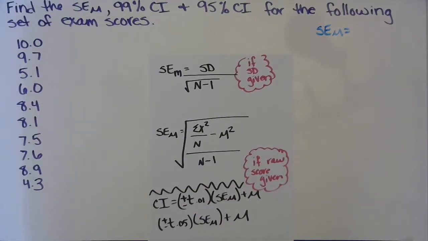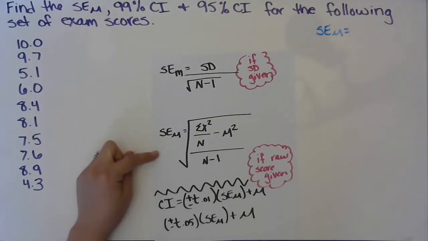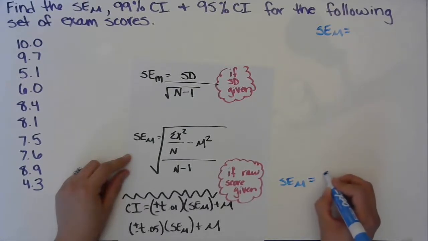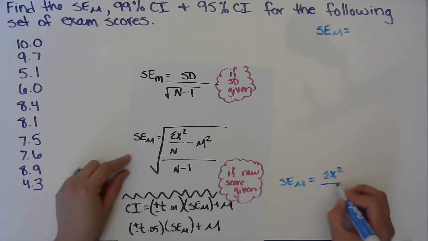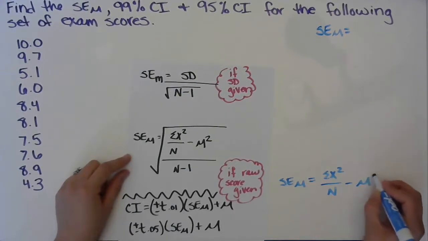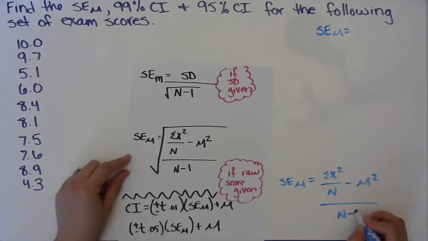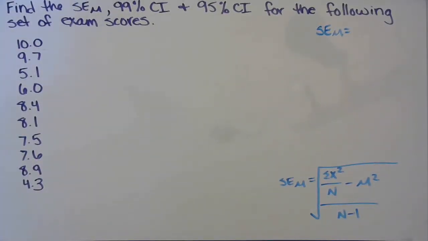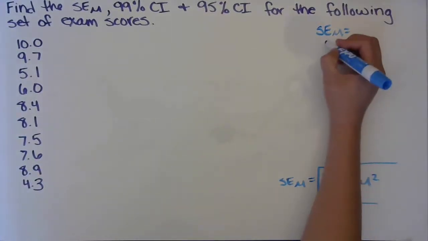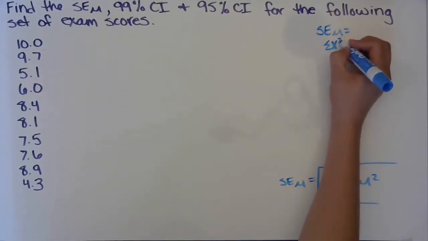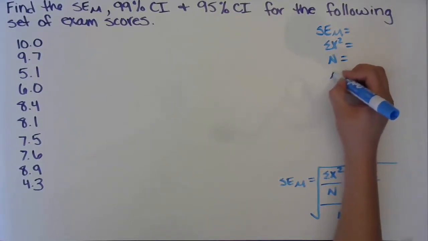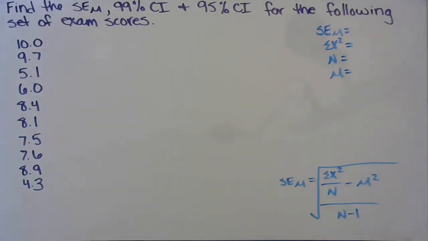Now, in the problem, the standard deviation is not given, so this is the formula that we are going to use. So let's go ahead and write that down here at the bottom. Standard error of the mean. Okay. All right, so in order to get this, we need the sum of squares, we need our n value, and we need a mean. Okay, so our n value, that's easy.